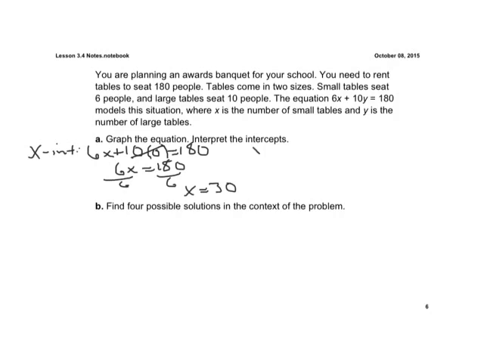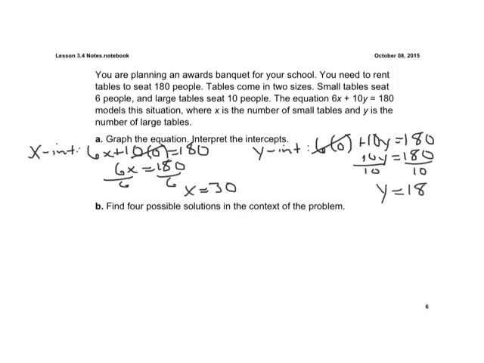Now our y-intercept, let's squeeze this in here. Y-intercept is where x is equal to 0. So 6 times, not x, but 0, plus 10y is equal to 180. 6 times 0 is 0. 10y equals 180. Divide by 10, do the opposite. We're multiplying, so we're going to divide. Y equals 18. Okay, so we have our two intercepts. X is 30, y is 18.